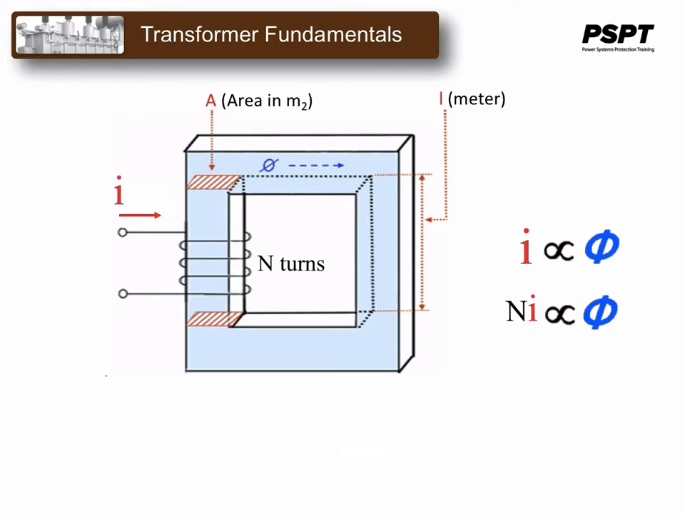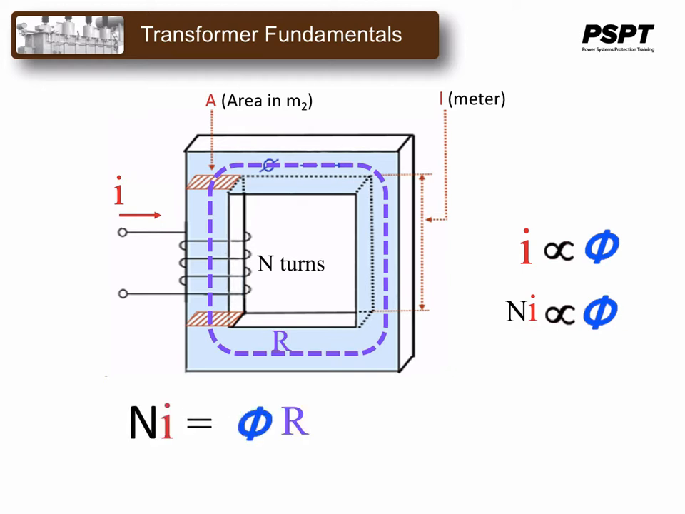So looking at our coil again on our block of iron, the iron is a ferromagnetic material and it's said to have a reluctance R to the flux that is being formed by the current. The flux, current, and reluctance are related by this equation. Ni is equal to the flux times the reluctance.